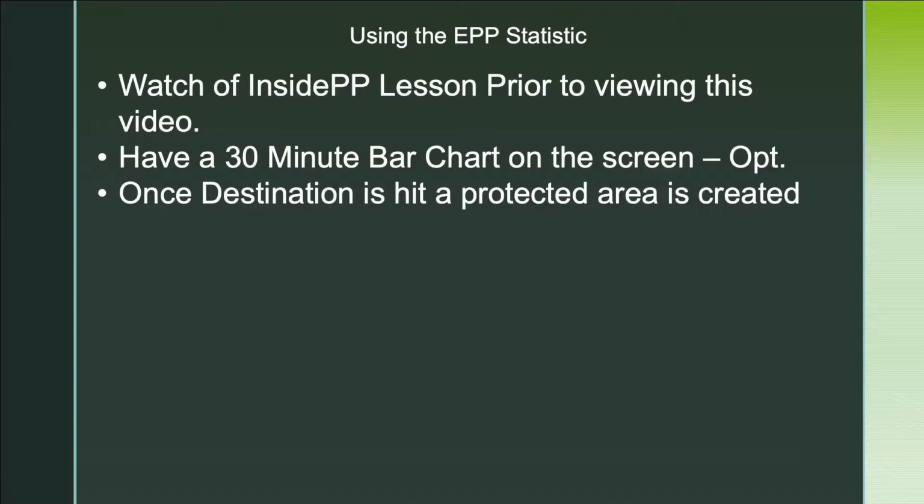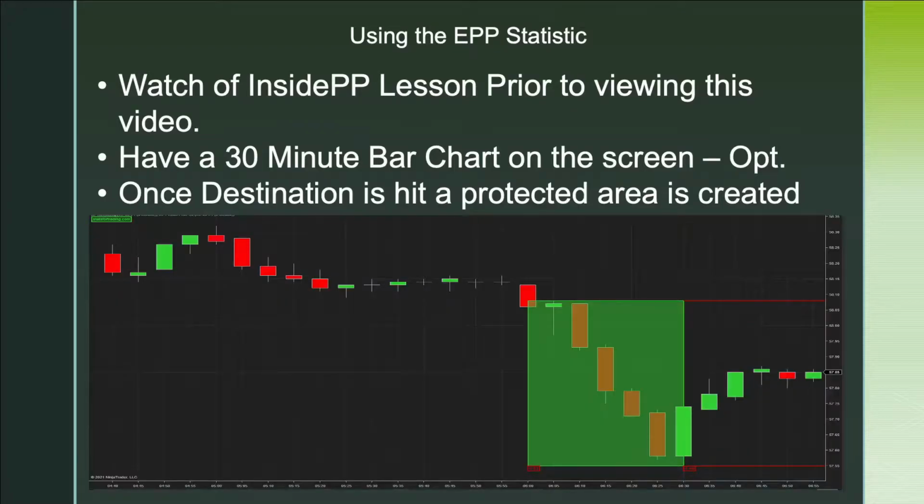Now, you should have a 30-minute bar chart on your screen when you're trading, because it provides a visual relationship. You can see the relationship of the current bar to the previous 30-minute period, whether the top or the bottom has been tagged or not. Now, we say that this is optional because we are working on an indicator that will make the 30-minute chart unnecessary. Now you can see it here on the screen.